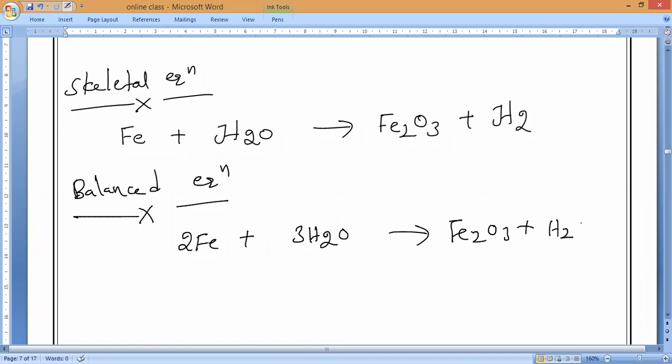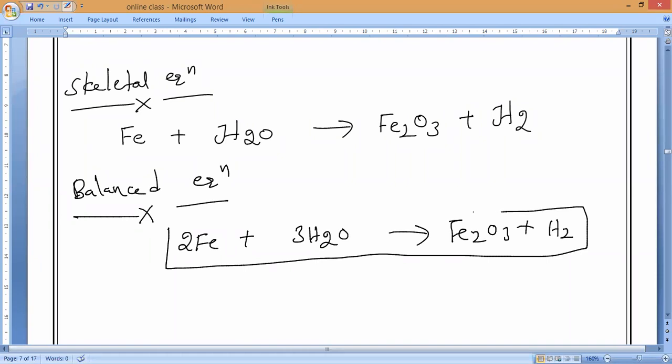So this is what you have to do. Both sides you have to balance. We have to balance only on the reactant side. Yes, 3H2O and 2Fe, correct? On the product side, 3H2. That is very good. So what are the coefficients changing? The hydrogen coefficient, the water coefficient, as well as the iron coefficient.